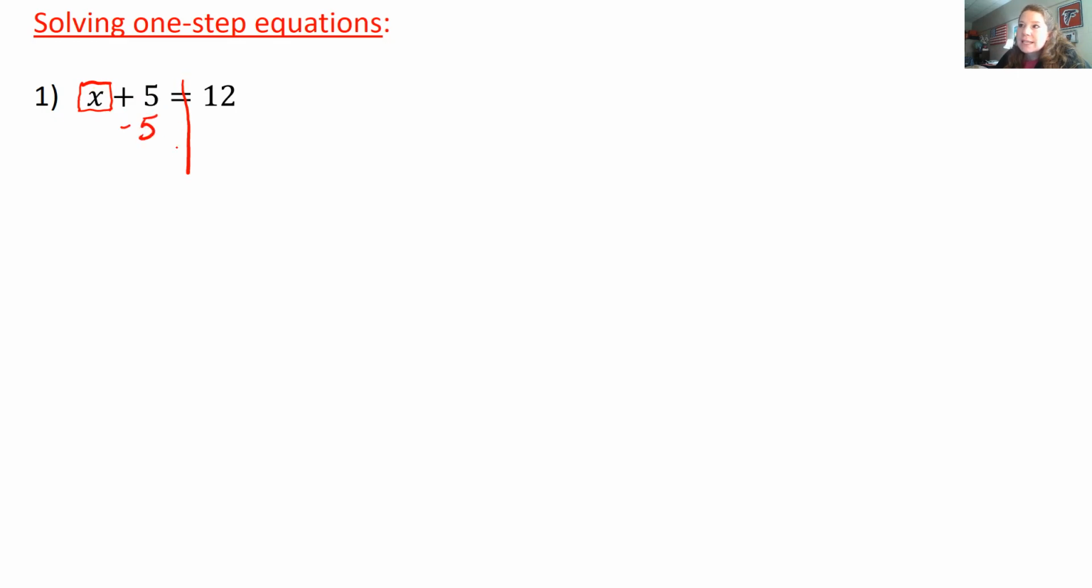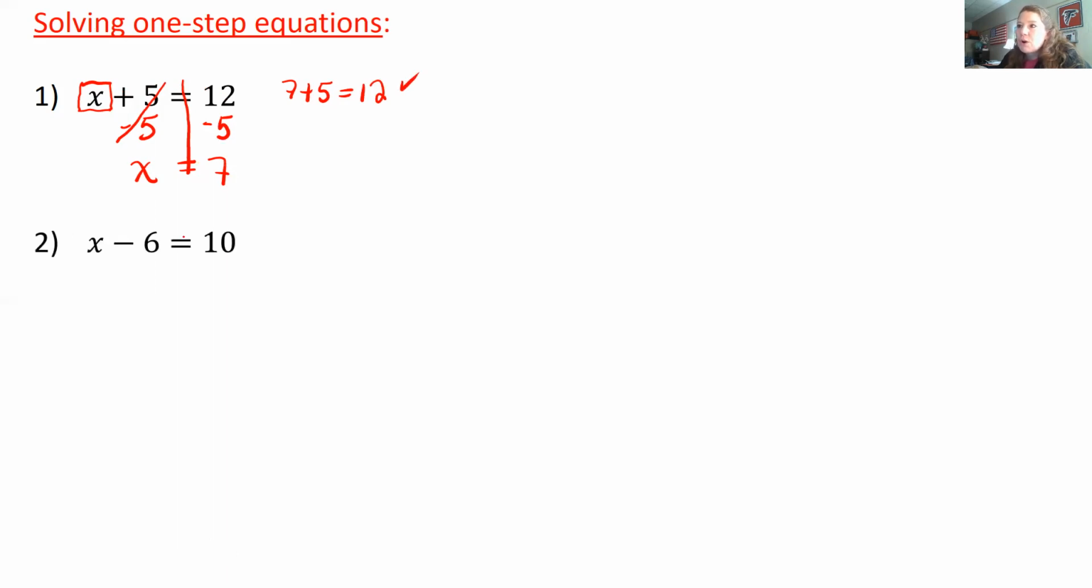I'll draw that line because it's a good way to keep everything organized, and it helps to remind you that you have to write everything twice. So now I have 5 minus 5. Well, 5 minus 5 is 0, so that's gone. I bring down my x, bring down my equal sign, and 12 minus 5 is 7. With equations, you can always check your answer. You can take what x is, plug it into the equation, and make sure your answer is correct. Does 7 plus 5 equal 12? Is that true? It is true, so we know our answer is correct.